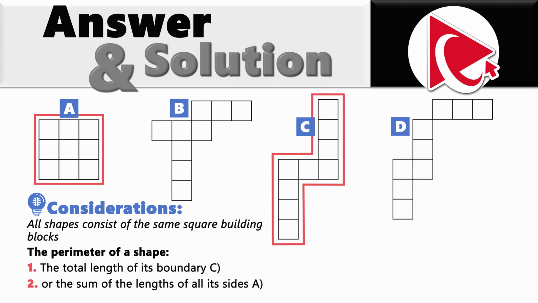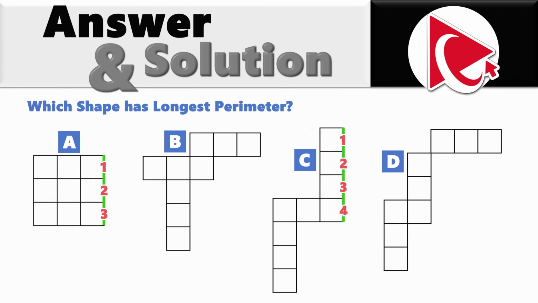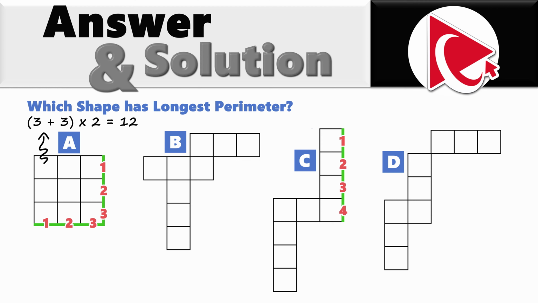Because the squares are all the same, we can assume that we can use square as 1 unit in the calculation. For example, the rightmost side in the shape C could be calculated as 4 units, and the rightmost side in the square would consist of 3 units. To calculate the perimeter of shape A, we need to sum up both of its sides and multiply it by 2. (3 plus 3) multiplied by 2 equals 12. Perimeter of shape A can be measured as 12 units.